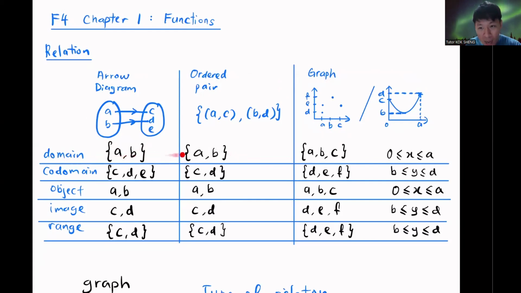For the domain, you have to look at the arrow. This arrow is from left to right. That's why everything on the left side, inside the circle, will be called the domain. But you have to put a curly bracket here to cover it up. For the next one, ordered pairs, it's like the point form, a coordinate form. For the domain, you have to refer to the x coordinate of it. Also cover it up with a curly bracket.